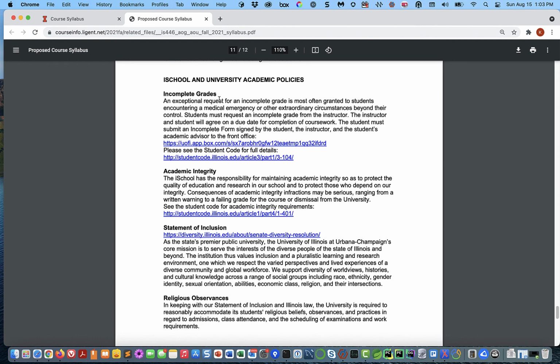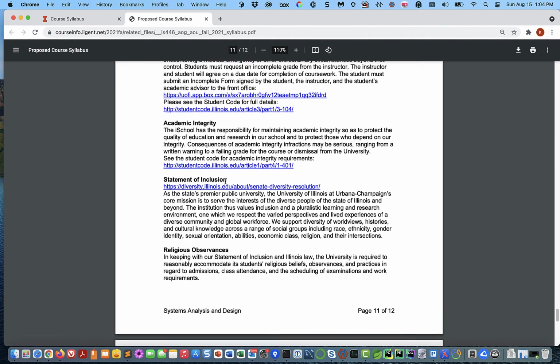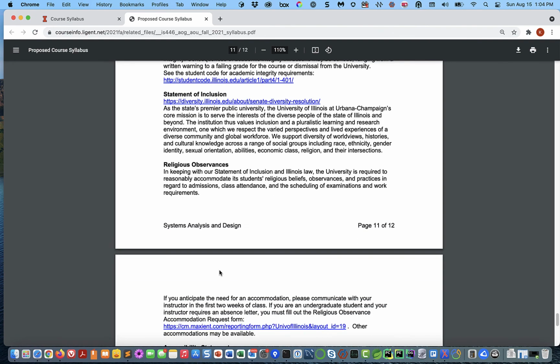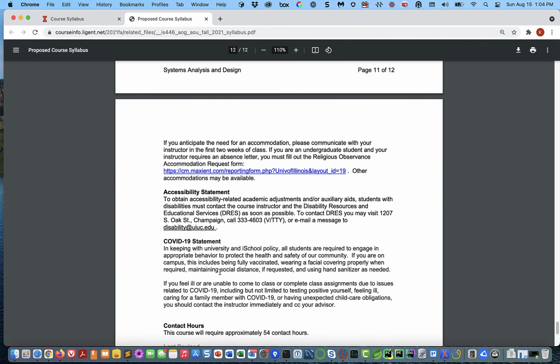So there are policies here for incomplete grades, for academic integrity policy. There's a statement of inclusion. There's a religious observances policy. There's an accessibility statement. There's a COVID-19 statement.